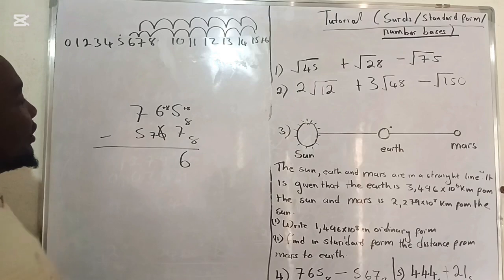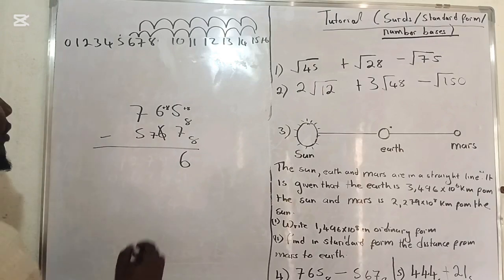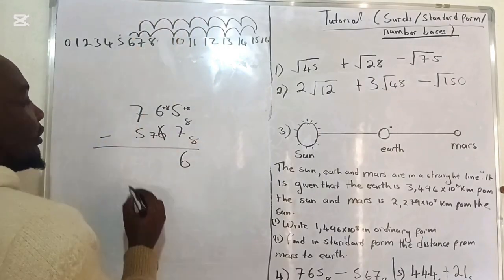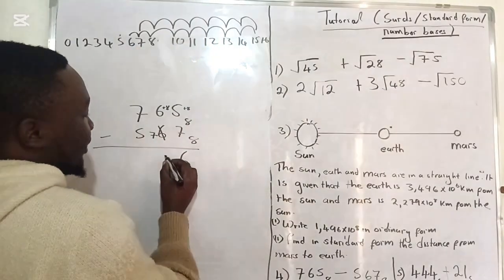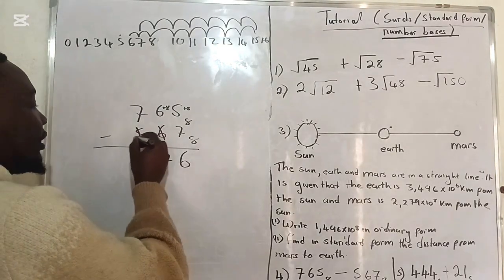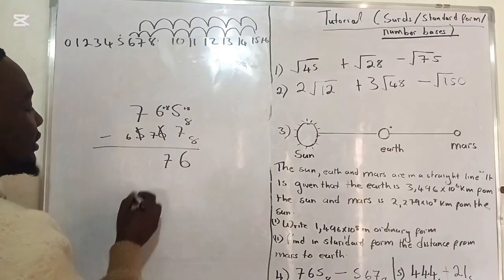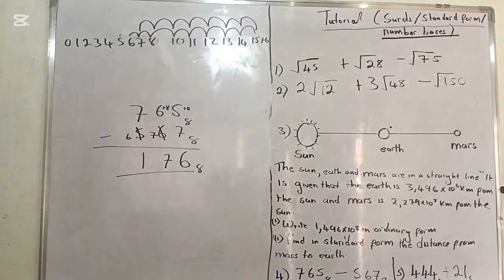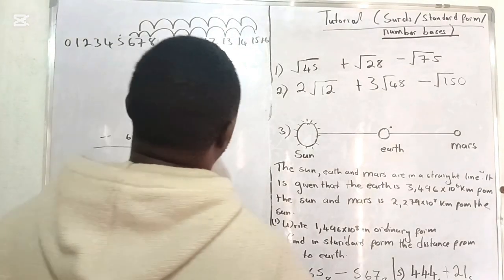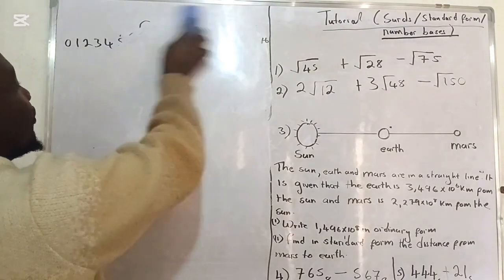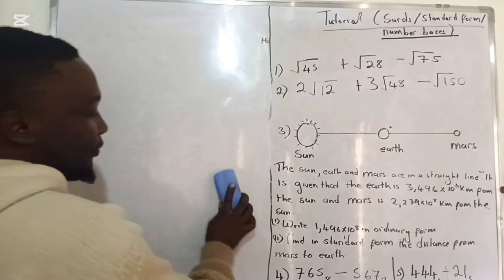You remain with 7. Then 1, 2, 3, 4, 5, 6, 7. Then you remain with 7 here. Since you've borrowed, this one becomes 6, then 7 minus 6 becomes 1, base 8. So that's how I perform my operations on bases. You can try this method even in base 5 or in base 2. Try this method with any other base.